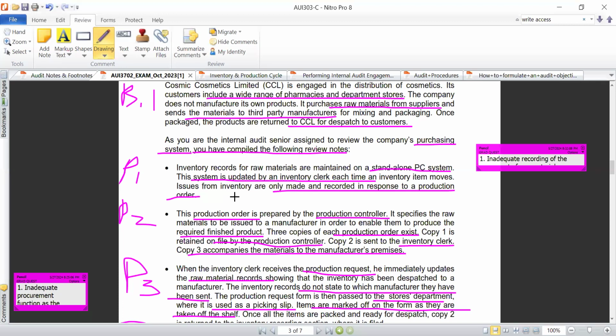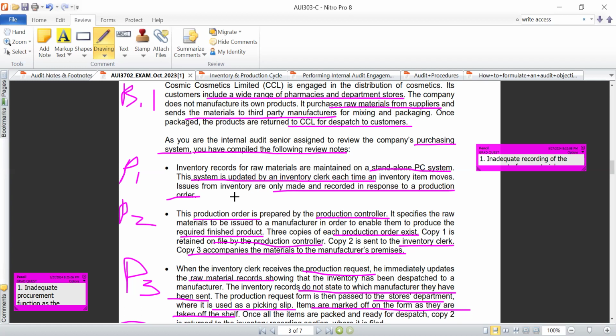What is their goal? Is to ensure that what? Only authorized productions are conducted by the manufacturers of those Cosmic Cosmetics Limited entity. That's it. Because what is it that authorizes production of the goods with the third party? It is the production order.